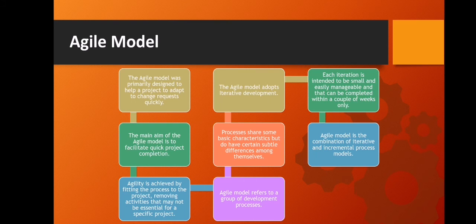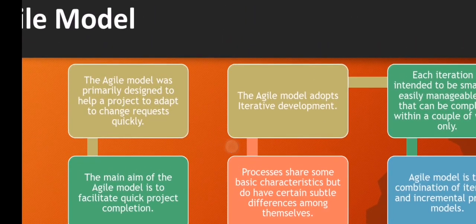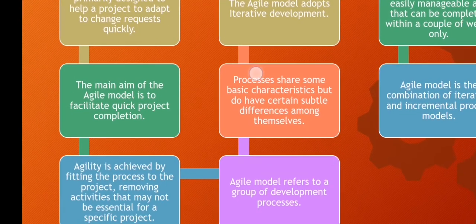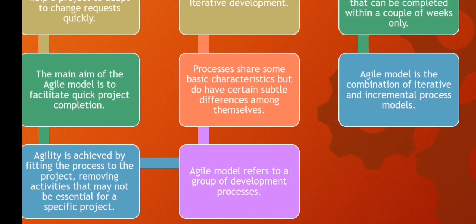So here are some features of the agile model. The agile model was primarily designed to help a project to adapt to change requests quickly. Next, the main aim of the agile model is to facilitate quick project completion. Next, agility is achieved by fitting the process to the project, removing activities that may not be essential for a specific project.